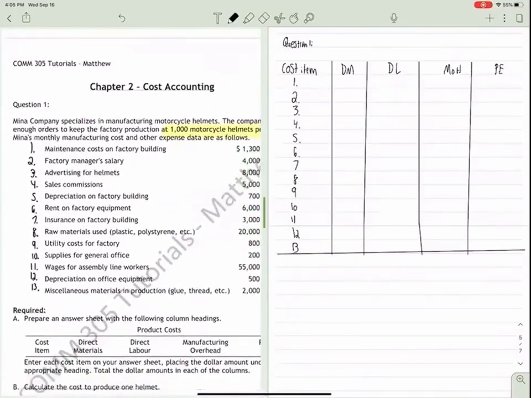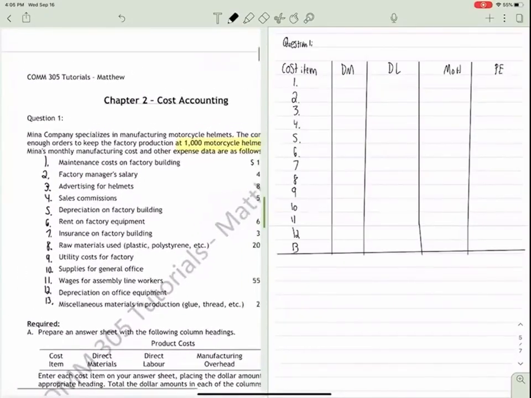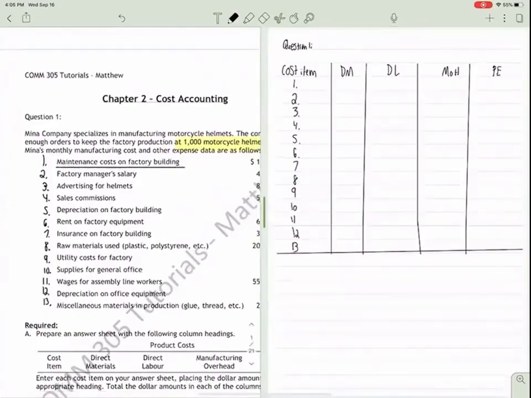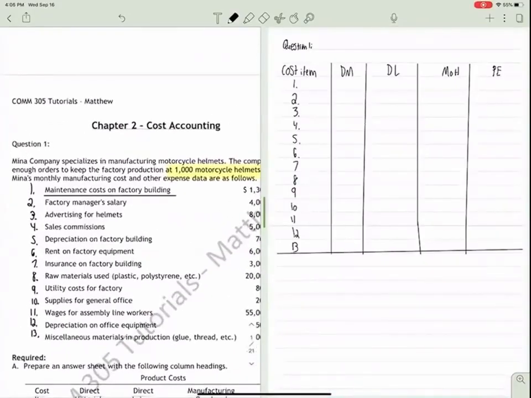Because we have to find out what cost this is. So we see maintenance costs on the factory building. Okay, guys, when breaking down this problem, I first have to determine, is this factory building something I use to produce the product or something to sell the product? So guys, maintenance costs on the factory building. First off, is it a product cost or a period cost? What do you guys think? The maintenance cost on the factory building. Any guesses? Product or period?